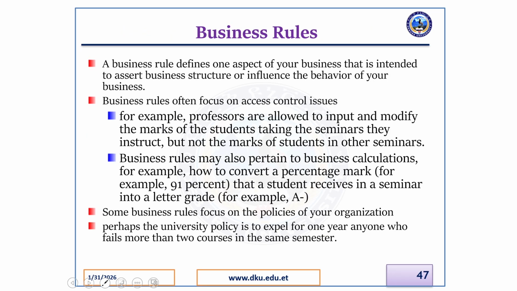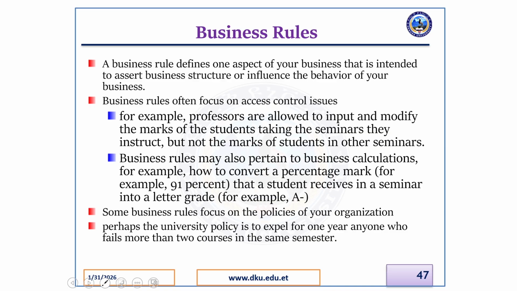The first one is business rules. A business rule defines one aspect of your business that is intended to assert a business structure or influence the behavior of your business. Business rules often focus on access control issues. For example, professors are allowed to input and modify the marks of the students taking the seminars they instruct, but not the marks of students in other seminars.